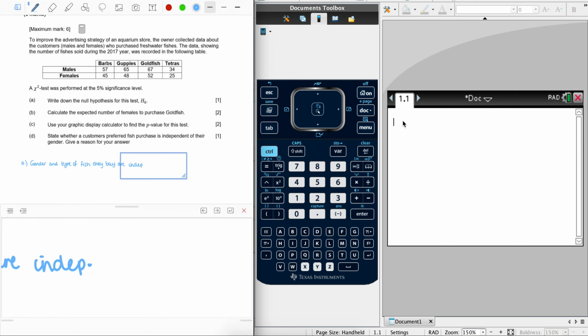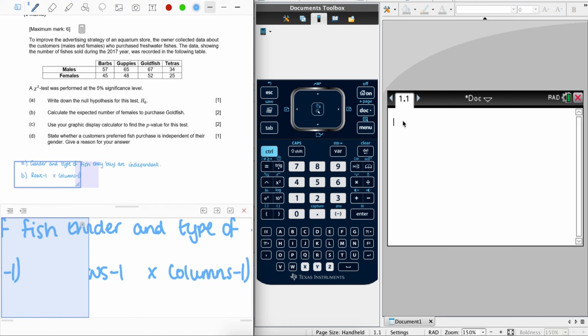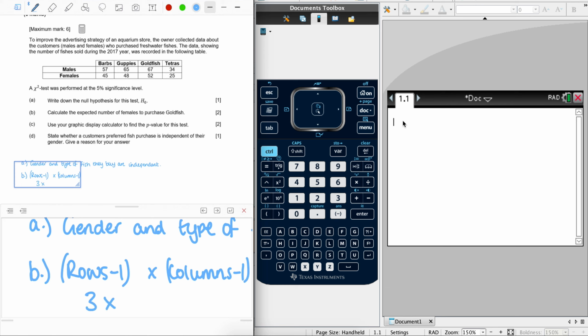And then the second part is asking you to calculate the expected number of females to purchase the goldfish. So the expected number is the number of rows minus 1 times the number of columns minus 1. So we're going to be using this formula. So the number of rows we've got is 4 minus 1 and then 2 minus 1. So we've got 3 times 1. So our expected number is 3.